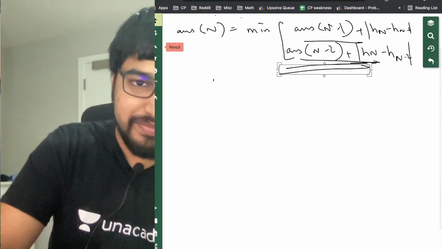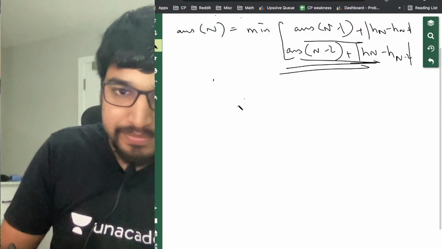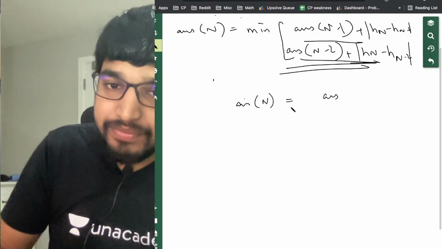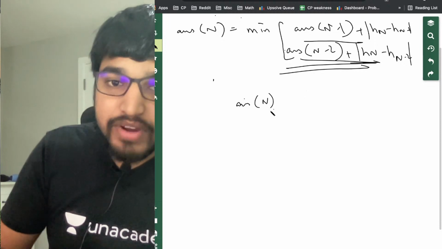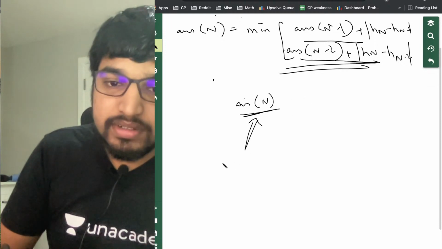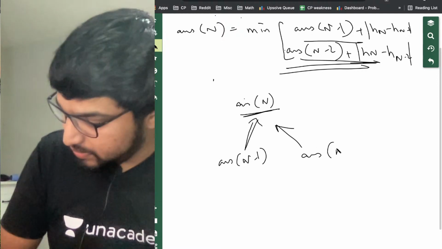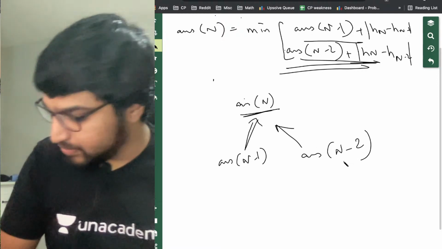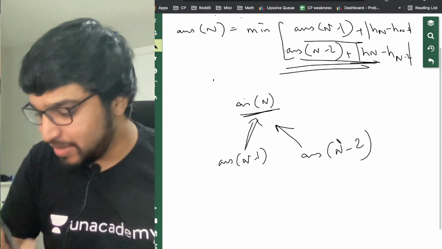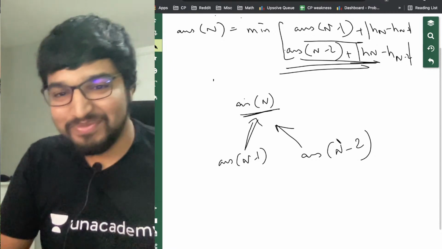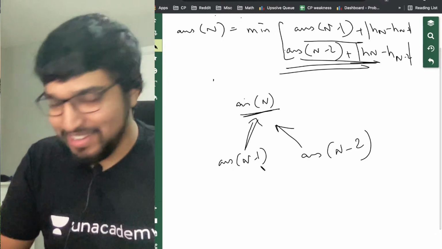What are we doing here? For answer of n, we're computing answer of n minus 1, computing answer of n minus 2 as well. It's not 2 power n. No. I'll tell you what it is.